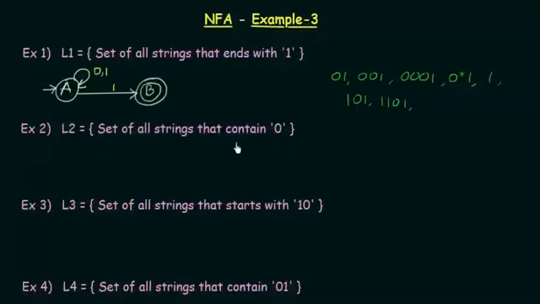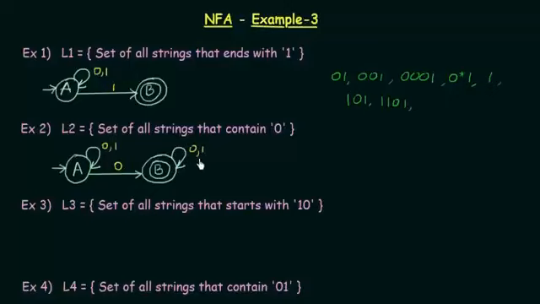L2 is the set of all strings that contains 0. Our only condition is that it should contain a 0, and the position of that 0 does not matter. It could be anywhere. So I start with the starting state A. A is my starting state, and A on getting input either 0 or 1 can stay in A. But if you see a 0, then it goes to the final state B, and even in the final state B, whether you get 0 or 1 after that, it can stay in the final state itself.